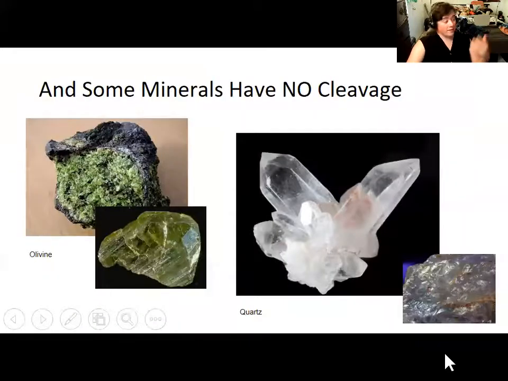And some minerals have no cleavage at all, including some minerals that look really nice when you have large, well-formed crystals of them, but when you smash them, they have only conchoidal fracture. So that's true of olivine, and that's true of quartz, both of which are common in igneous rocks.